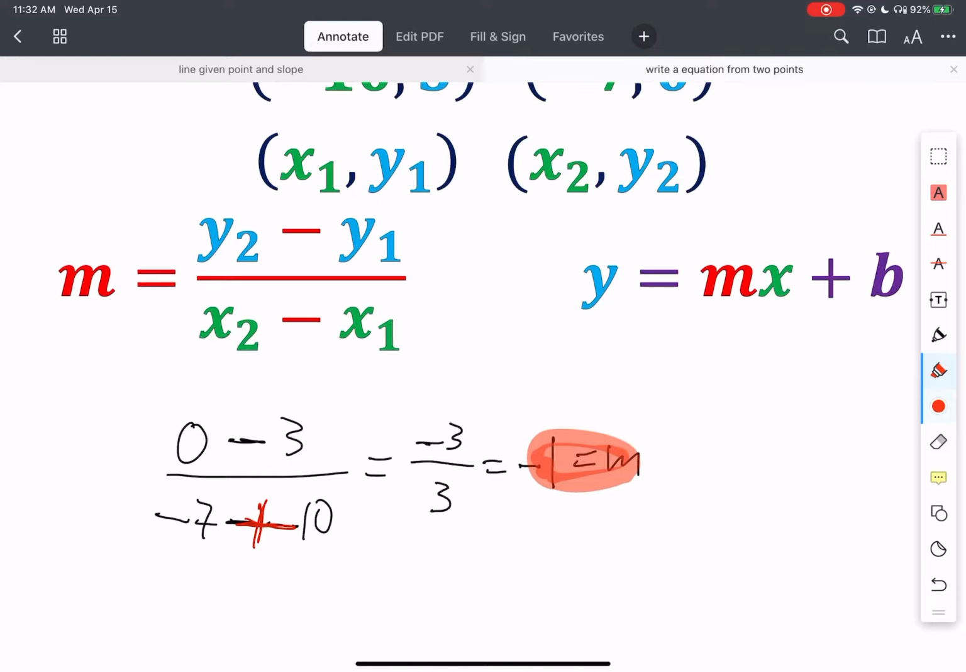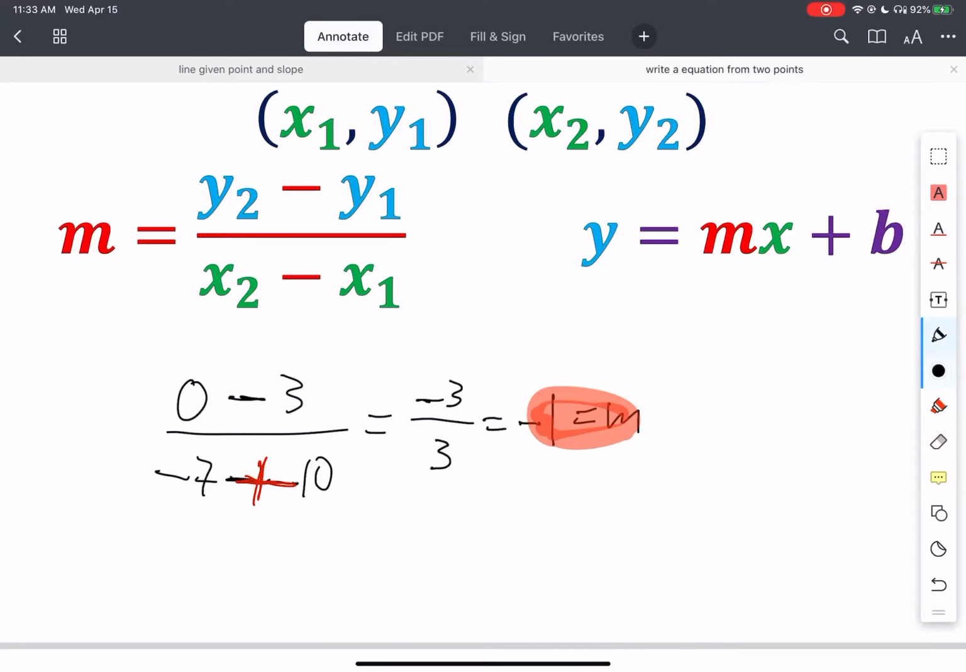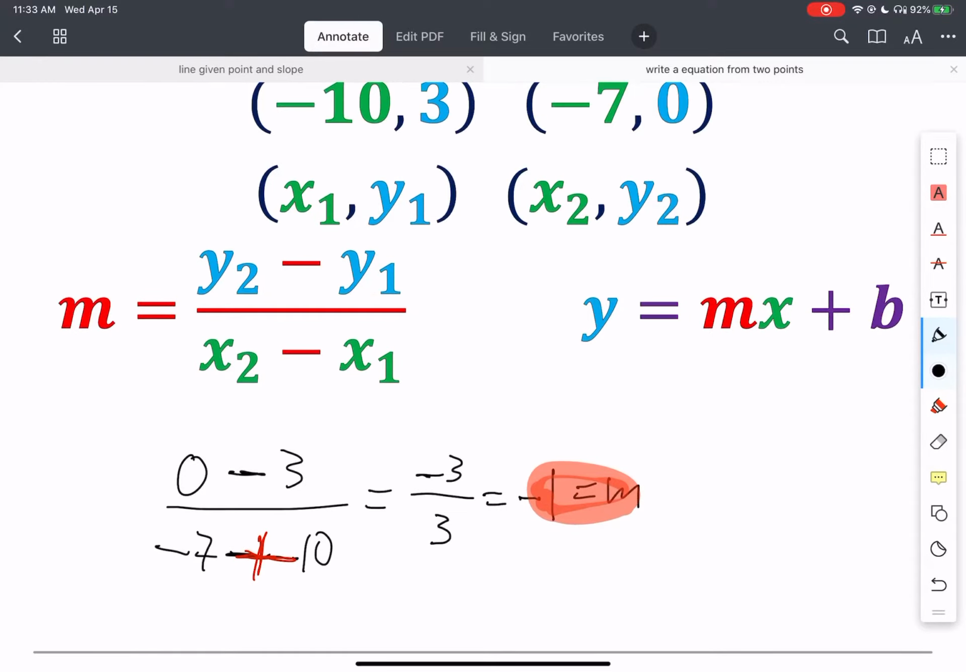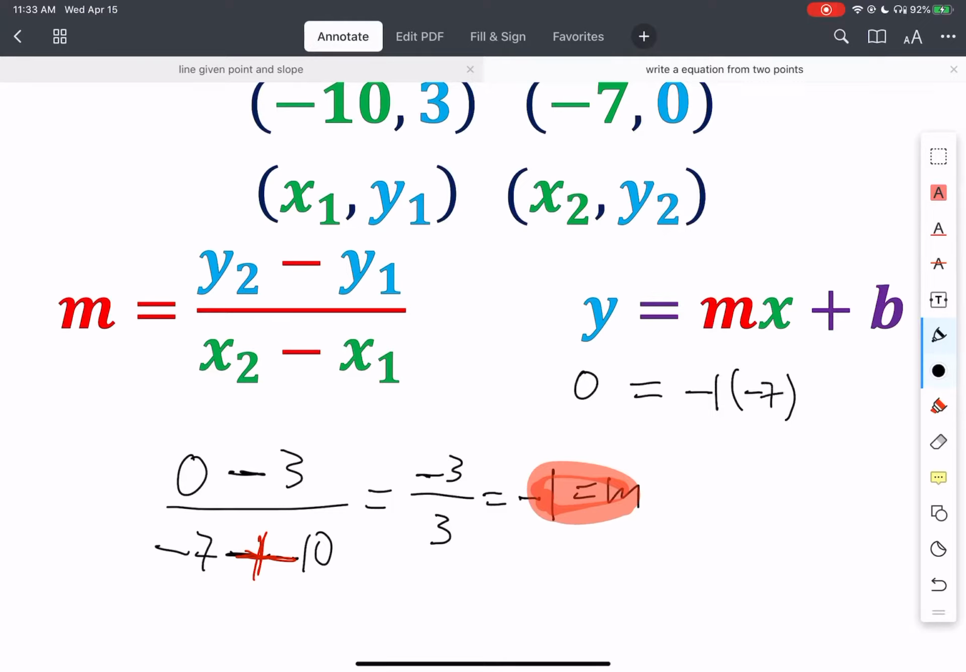Now that I have my m, I can plug in one of the points and solve it for b. So if I start with y equals mx plus b, my y value, I'm going to go with the x2, y2 because there's a 0 in there, and I'm always a fan of using zeros. So 0 equals negative 1 times my x, negative 7, plus b. Order of operations says before I solve, I want to simplify, which I can do by multiplying negative 1 and negative 7. And then I have 0 equals positive 7 plus b. Subtract the 7's from both sides. I'm left with negative 7 equals b.